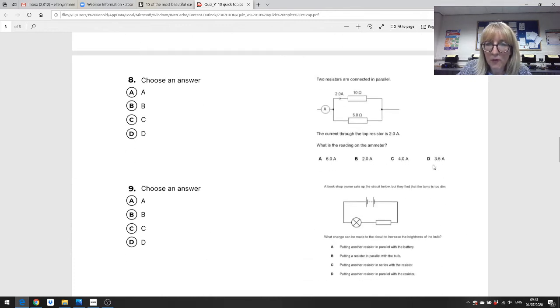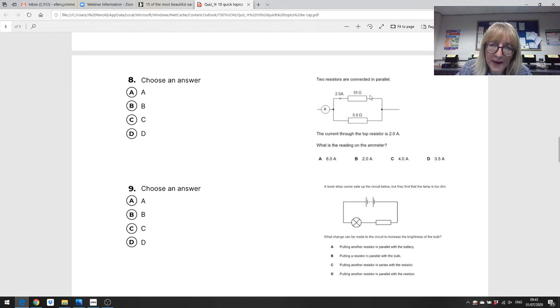Question 8, we've got resistance. Now, you can't see it very well here, but that is 5.0 ohms, and that's 10 ohms, and that's 2.0 amps. I know this because I've worked it out both ways, and one way the answers don't appear. So the current through the top resistor is 2 amps. What is the reading on the ammeter?